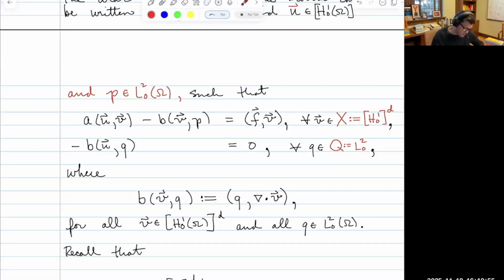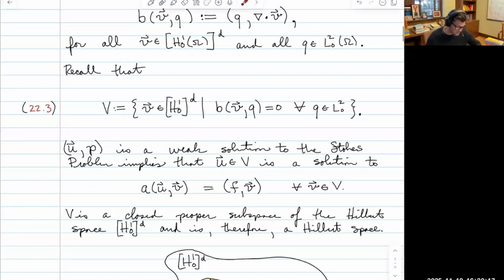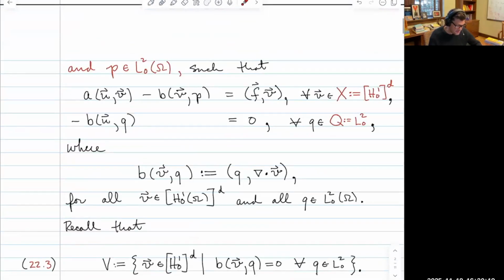So that's the reason why we're asking pressure to come from this space. That eliminates the possibility that a constant could be added to the pressure. The only constant function from this space is the constant function 0. So that means we're going to be able to expect pressure to be unique. And we'll show this when we prove the existence and uniqueness of solutions later on.